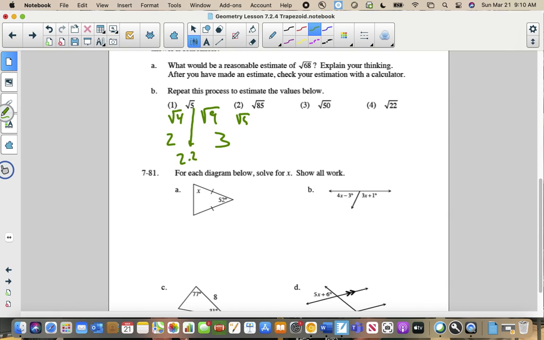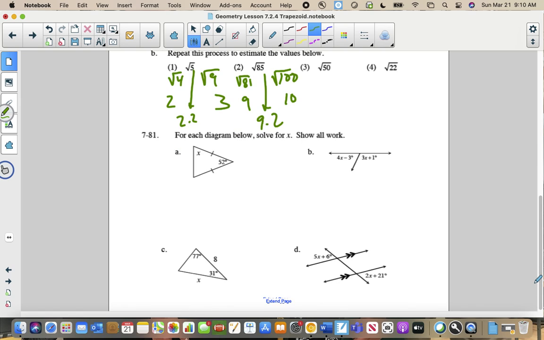85, it's going to be greater than the square root of 81. That's 9. And the next one, 10 squared, is 100. So this is 9, this is 10. 85 is pretty close to 81, so it's going to be 9.1, 9.2. Again, making estimates.